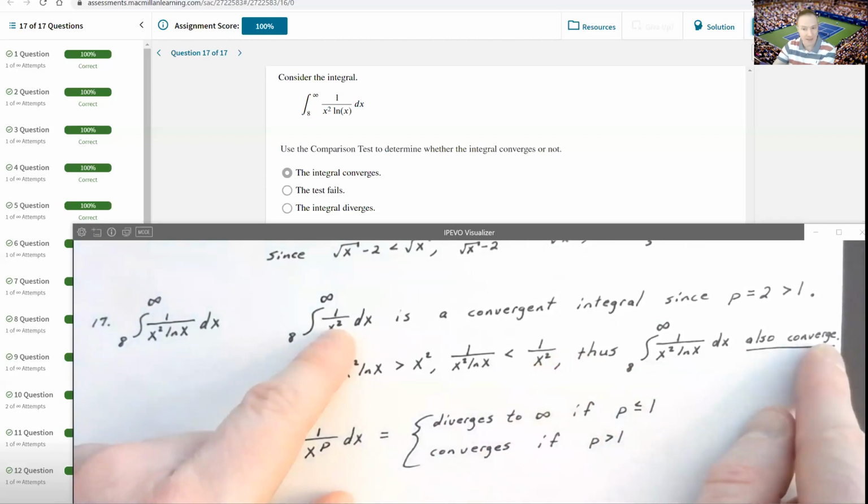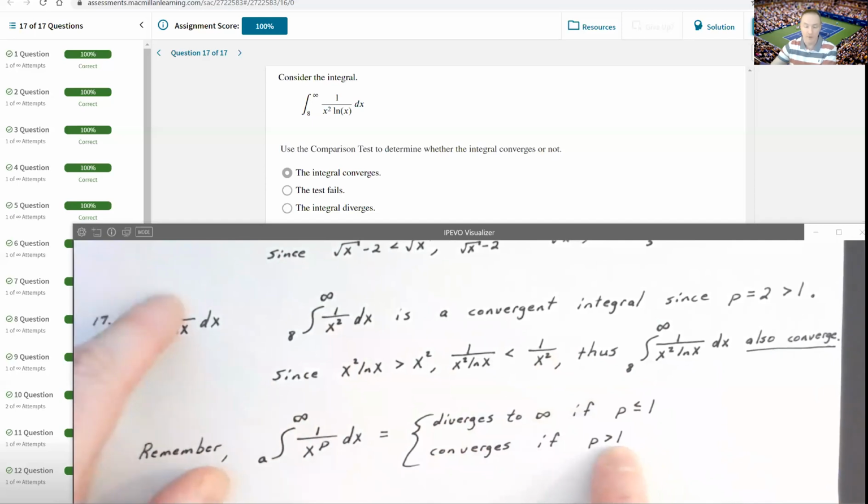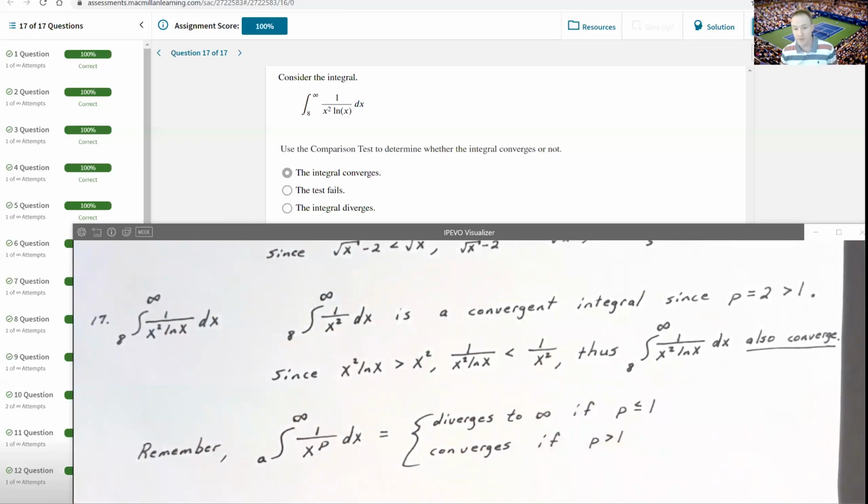Again, you can just save yourself a lot of thought by just using this rule right here. If the denominator's degree is more than 1 greater than the numerator's degree, it's going to converge. If the denominator is only 1 degree more than the numerator, it will diverge. If the denominator is less than 1 degree more than the numerator, it will diverge.